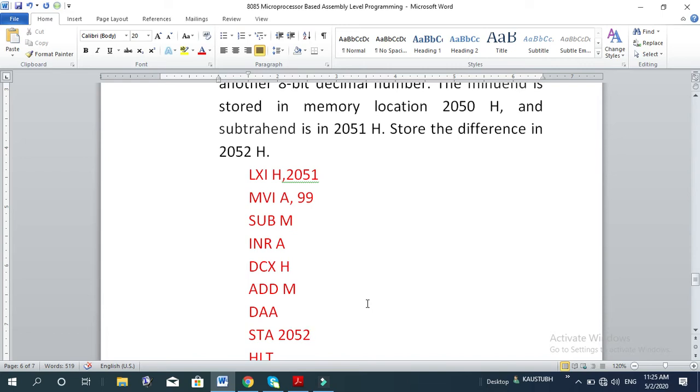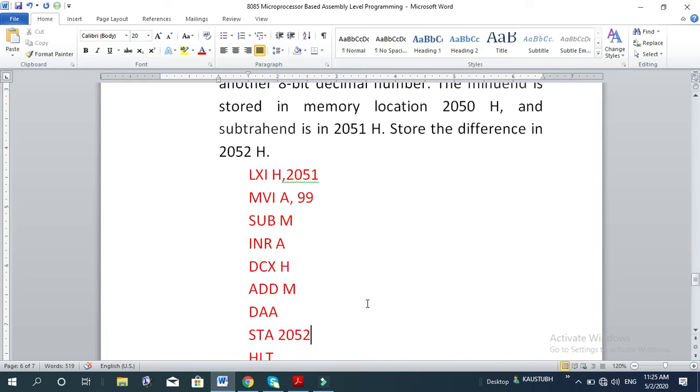Similarly, in the case of decimal numbers, we use 10's complement. Suppose 56 minus 24, for example, where 56 is the minuend and 24 is the subtrahend. In the method of 10's complement subtraction, minus 24 will be represented in 10's complement, then added with 56, and the result is the subtraction of 24 from 56.